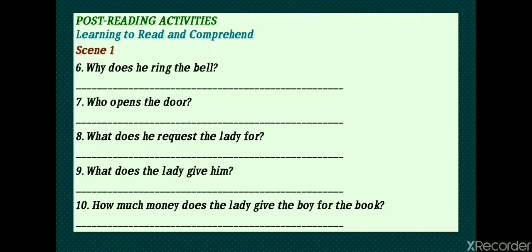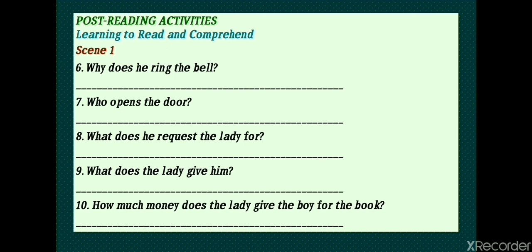Sixth question is, why does he ring the bell? You have to tell the reason in the answer. Question number 7. Who opens the door? Question number 8. What does he request the lady for? Question number 9. What does the lady give him? Question number 10. How much money does the lady give the boy for the book?